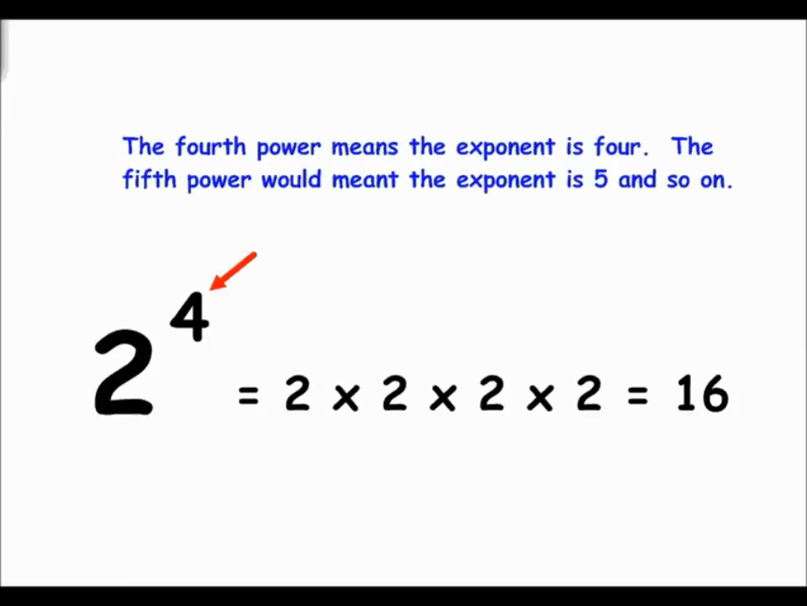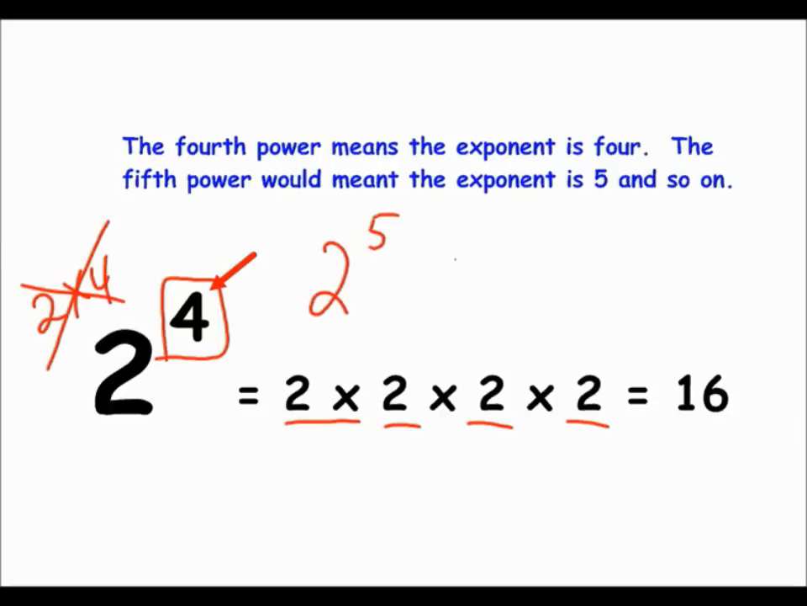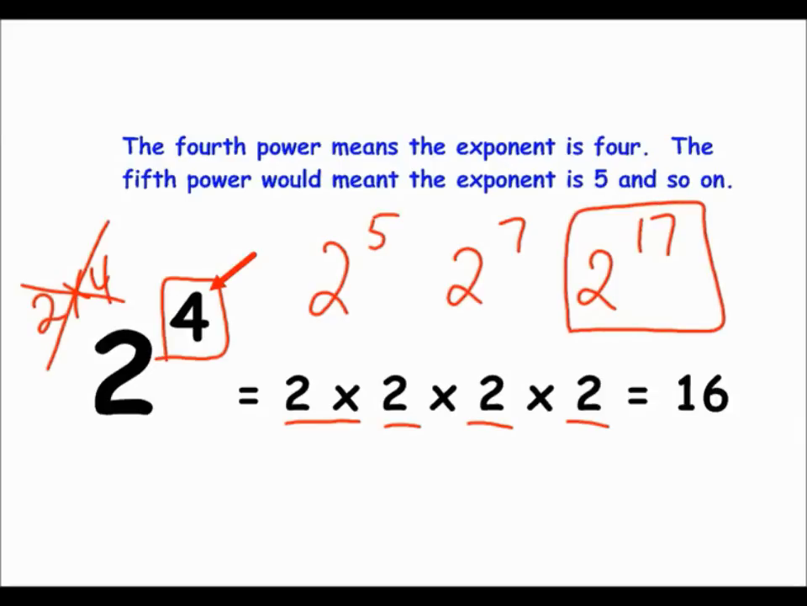So what does the 4th power mean? 2 to the 4th power means 2 times itself 4 times, which is 16. It does not mean 2 times 4, which is 8. 2 to the 4th power would be 2 times itself 4 times. This would be 2 to the 5th power, 2 to the 7th power, 2 to the 17th power. And remember, if we actually did this one, 2 to the 17th power, you would multiply 2 times itself 17 times.